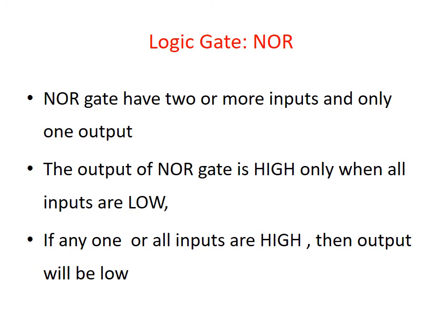The NOR operation is a complement of OR operation. NOR gate also has 2 or more inputs and only one output. The output of NOR gate is high only when all inputs are low. Important statement, very important: the output of NOR gate is high only when all inputs are low. If any one or all inputs are high, then the output will be low.